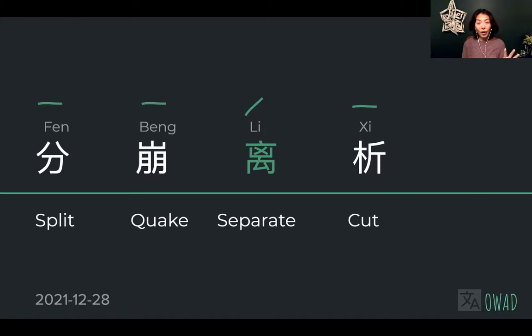We use 4 different ways of falling to describe the process, the disintegration happening in this phrase. 分崩离析, 分崩离析. Okay, so 4 ways of how things ended. The first word, 分.